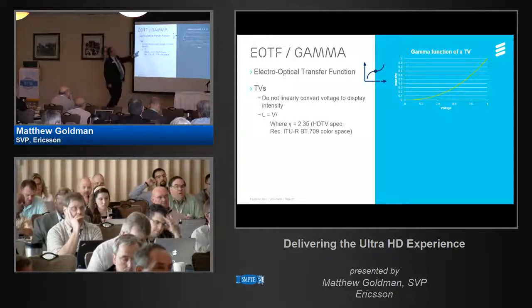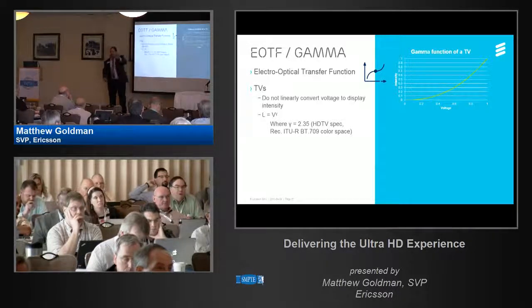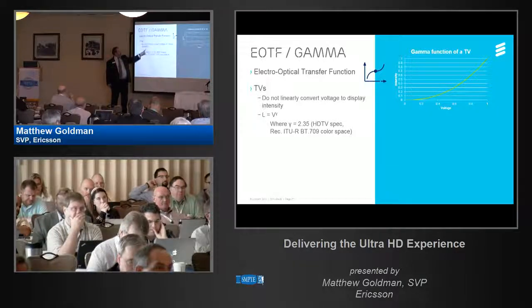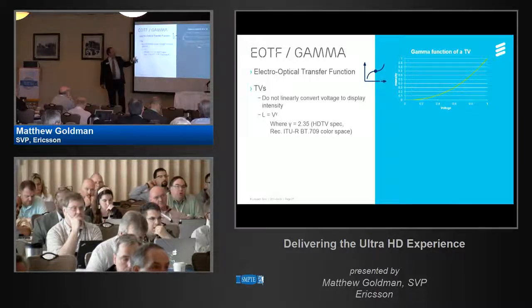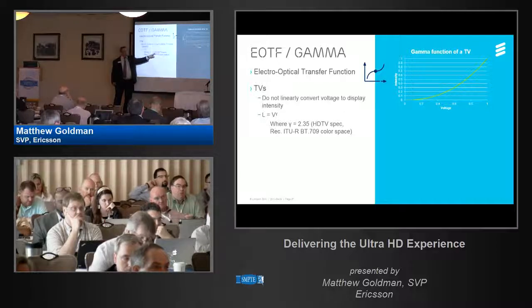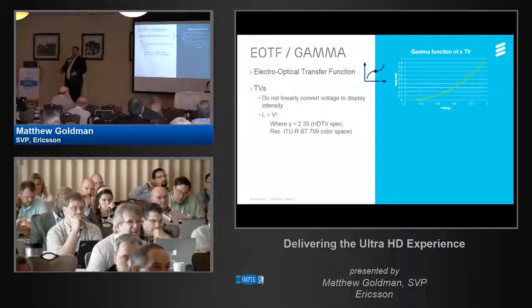So luminous intensity, or the brightness of the screen, is equal to the voltage level, or whatever the digital signal is, raised to some power. You can see that's an exponential. That power is in terms of the Greek symbol gamma. That's where the term gamma curve comes from. For HDTV, that power happens to be 2.35, and that's what matches the human visual system.